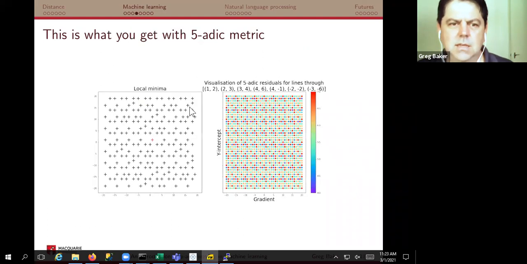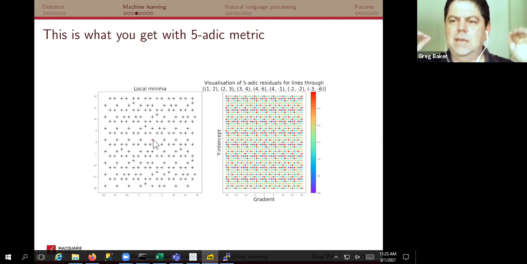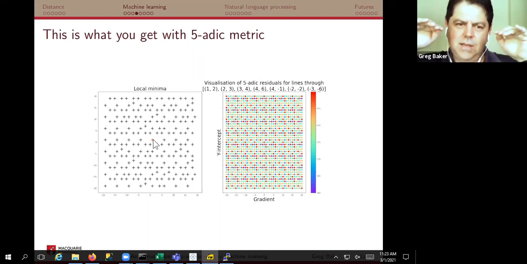In fact, here it is with that same equation with a p-adic metric. I've plotted over here all the local minima that I could easily find. So if you sort of imagine this, it's like that bubble wrap packaging material. You've got lots and lots and lots of local minima all over the place.